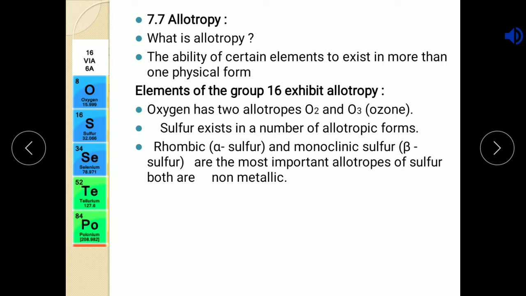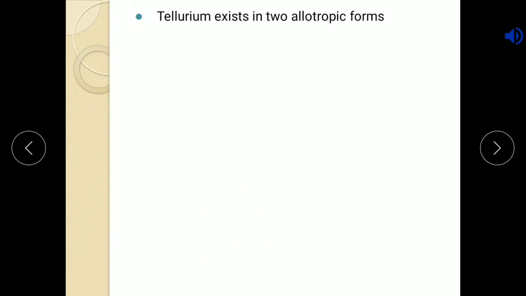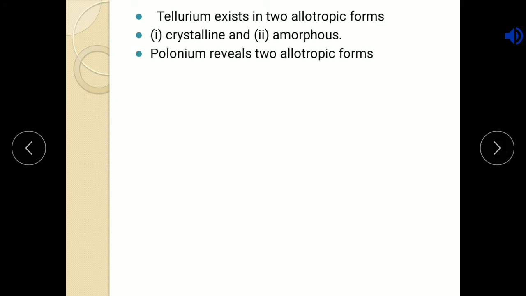Next member is selenium. It also shows two allotropic forms. One is a red colored non-metallic form and the second is a gray colored metallic form. Next member is tellurium. Tellurium also exhibits two allotropic forms. First one is crystalline and the second one is amorphous. Last member, polonium. It also reveals two allotropic forms. Both are metallic. First one is alpha polonium and the second one is beta polonium. So these are the allotropic forms of all the elements of group 16.